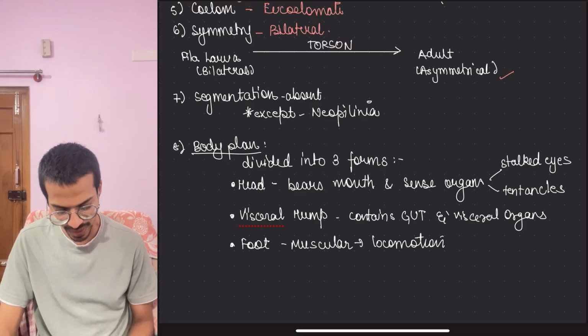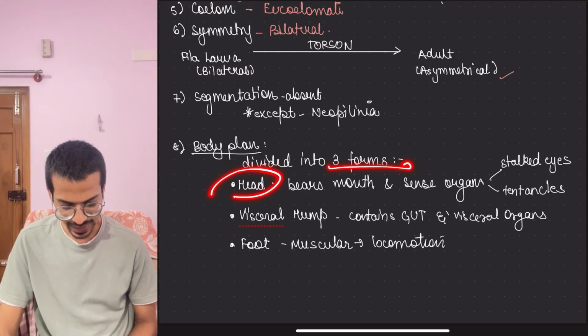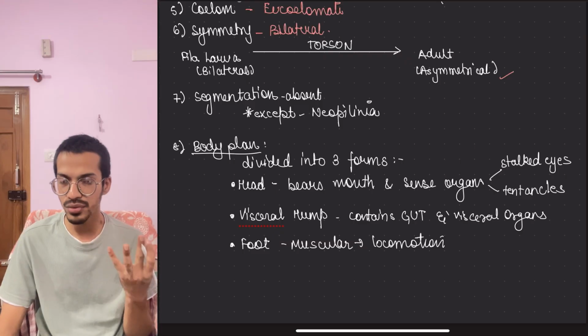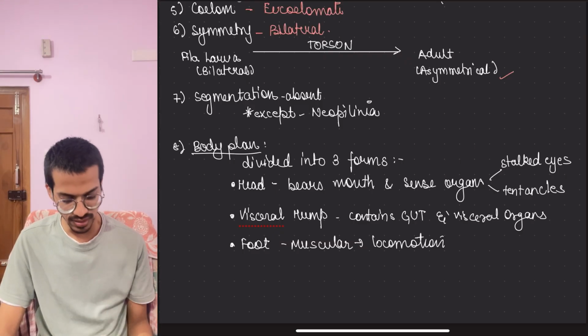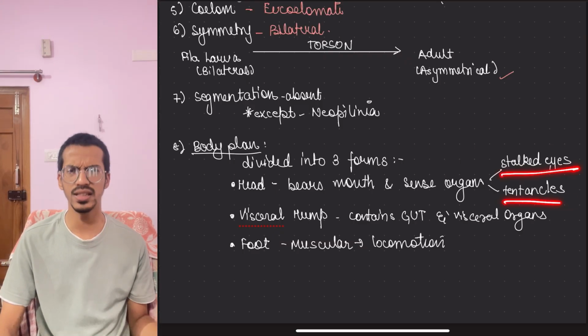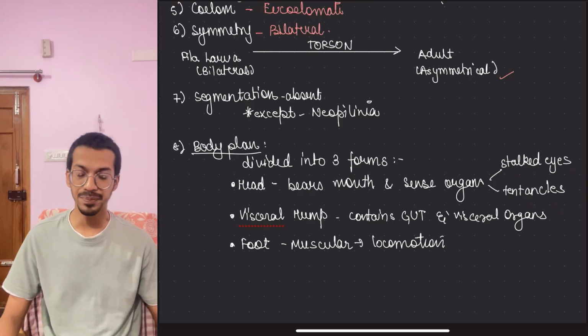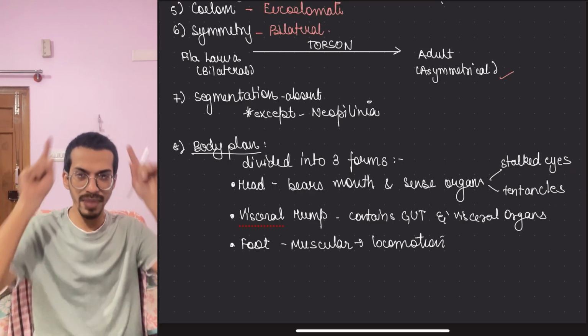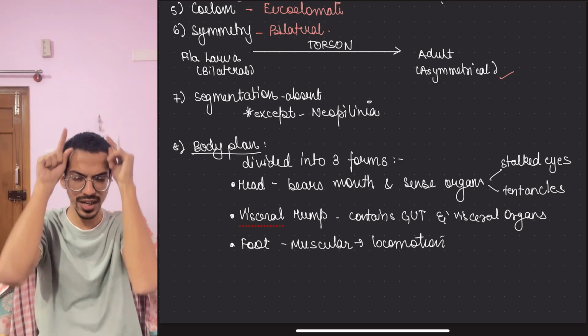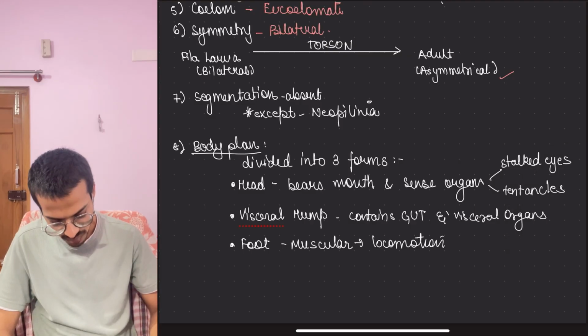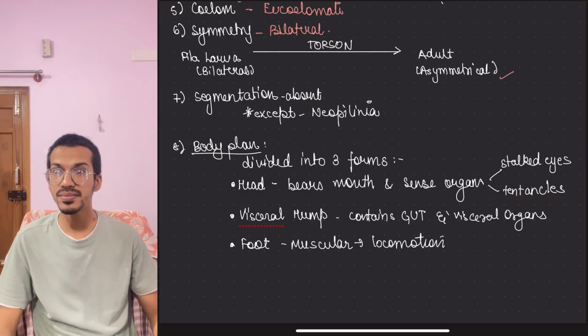Then we have the body plan. Their body is divided into 3 parts: head, visceral hump, and a foot. The head has certain sense organs like stalked eyes and tentacles. If you have seen SpongeBob SquarePants, there is Perry. Perry has this kind of stalked eye, like this. Eyes are present over here and tentacles are present on them.